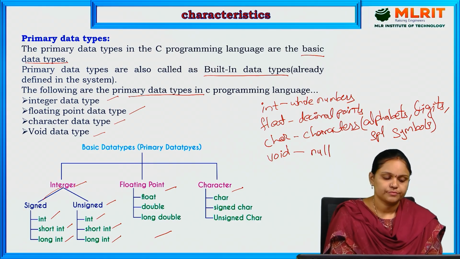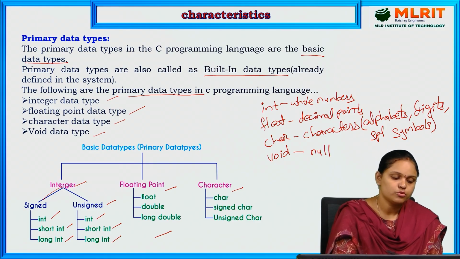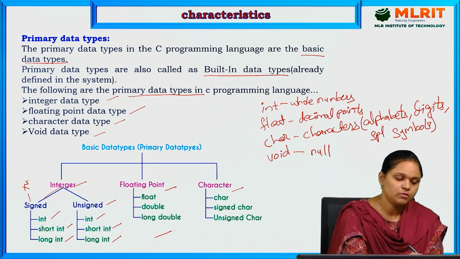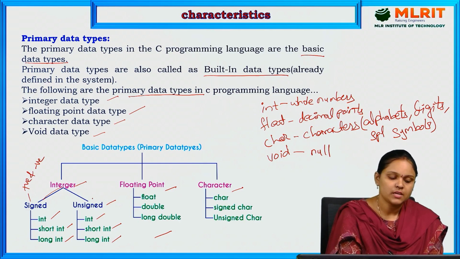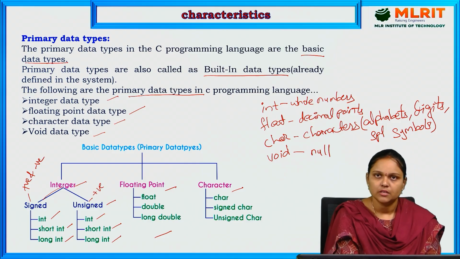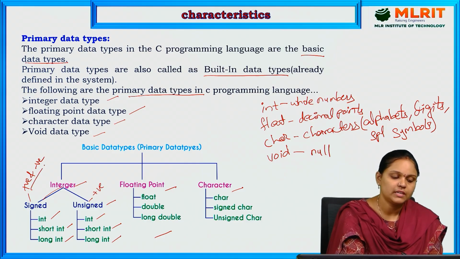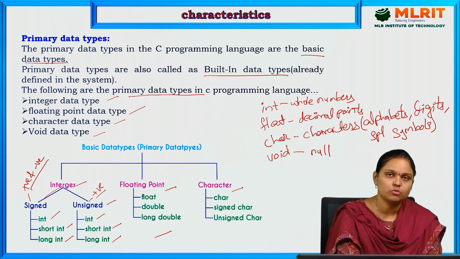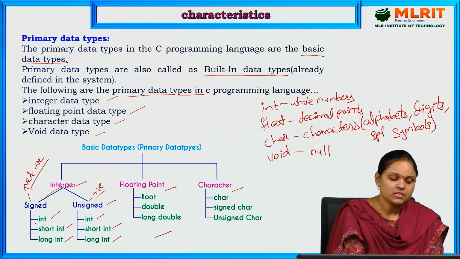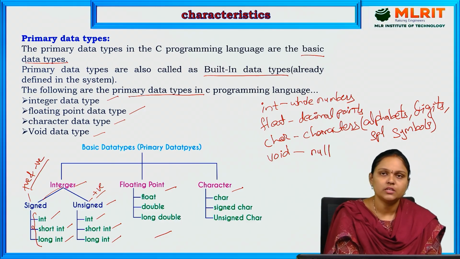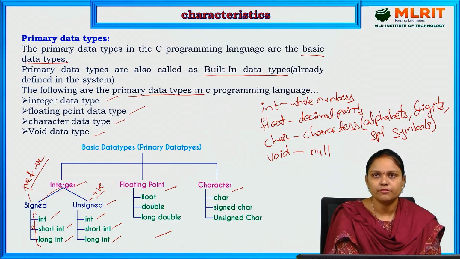Signed is used to store both positive and negative values, whereas unsigned is used to store only positive values. The difference between int, short int, and long int is that they differ in ranges. The range will differ for all these three data types.